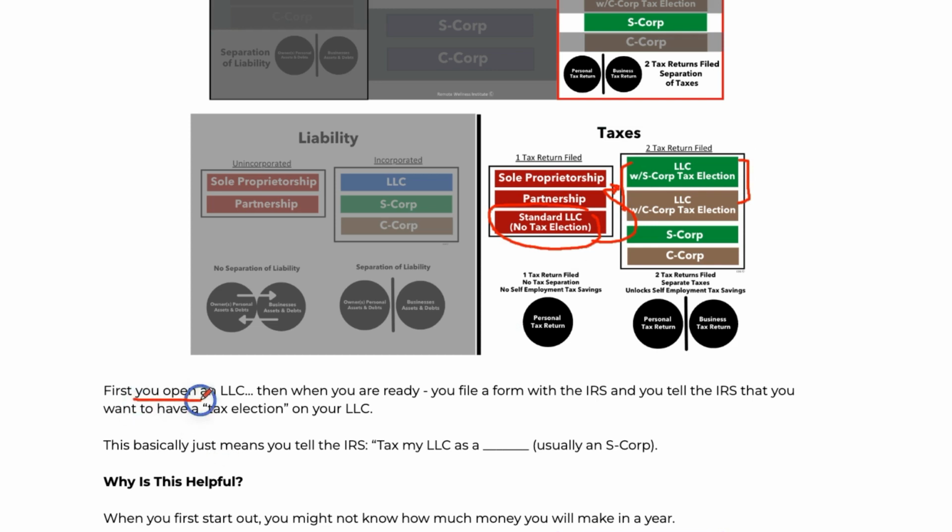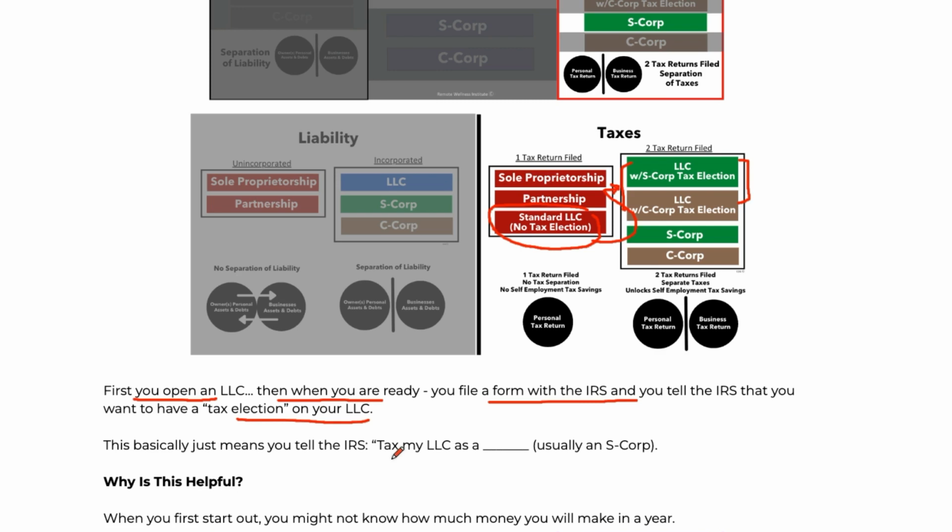So first you open an LLC. Then when you are ready, you file that form with the IRS and you tell the IRS, hey, I want to put myself as a tax selection on my LLC. And that is basically saying, yo, I have this LLC. From now on, tax me as fill in the blank, S Corp or C Corp.